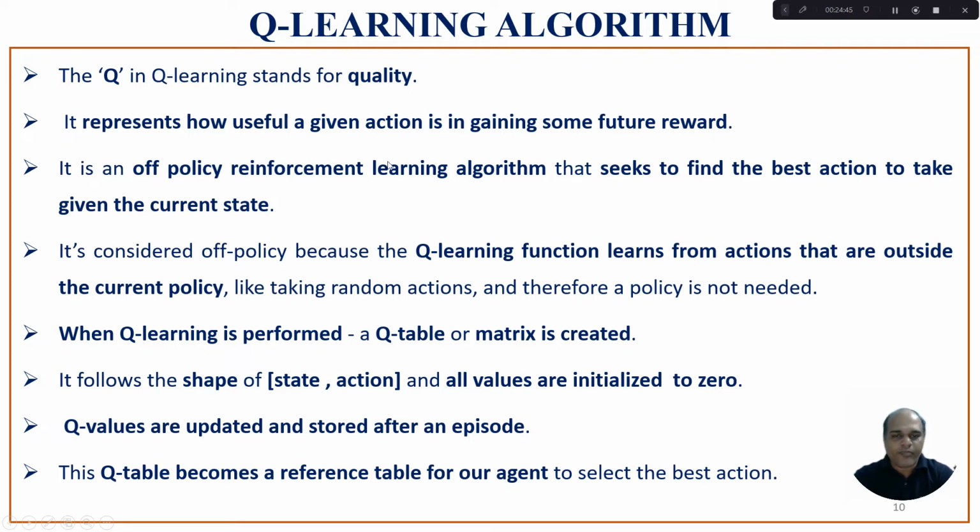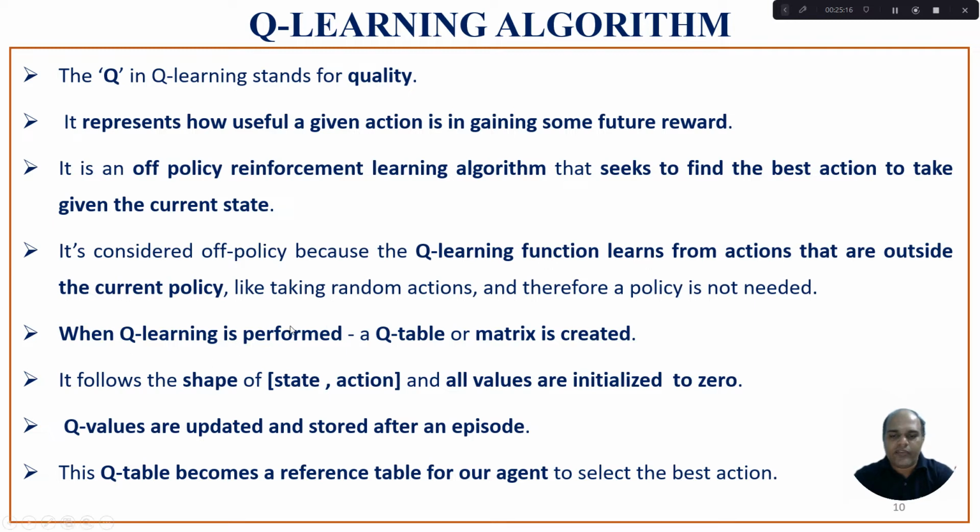It is an off-policy reinforcement learning algorithm that seeks to find the best action to take given the current state. It is considered off policy because the Q learning function learns from actions that are outside the current policy, because the actions are not determined from the Q table. We are doing some random actions, right? So it is not from the current policy, it is from the random action. That is why it is called off policy.